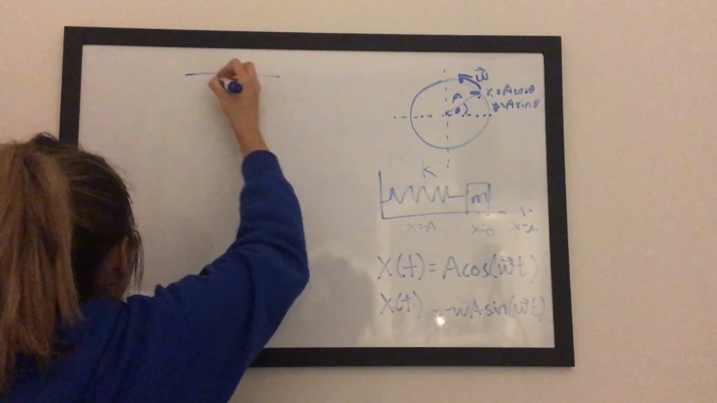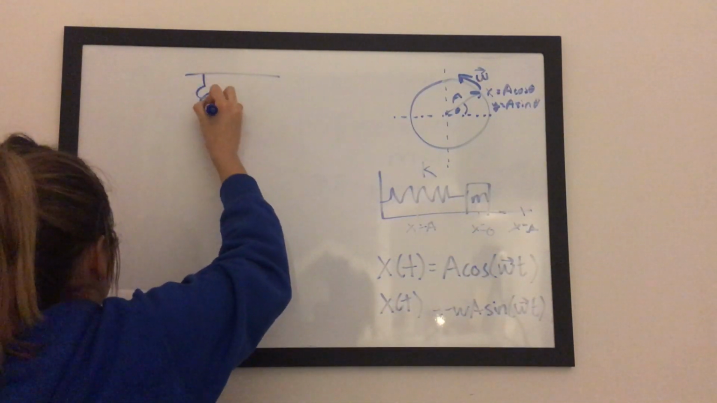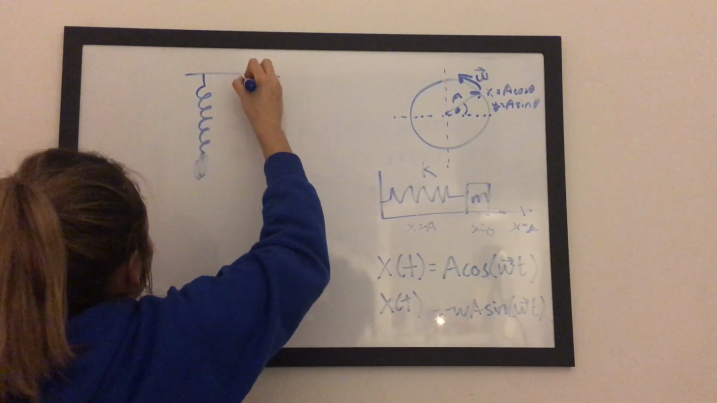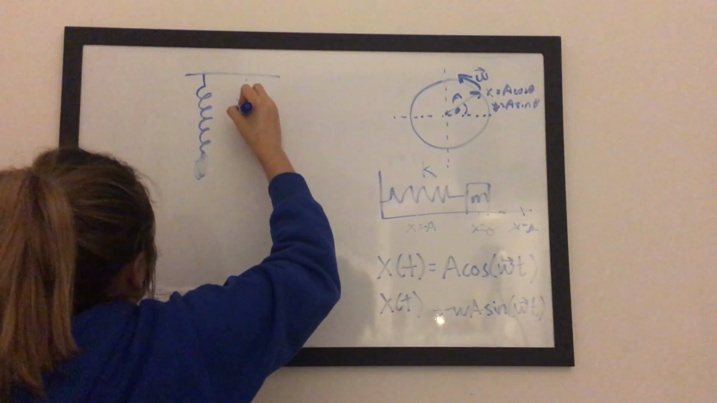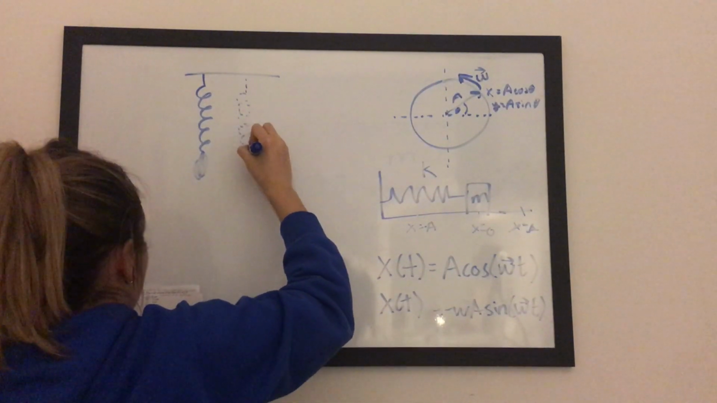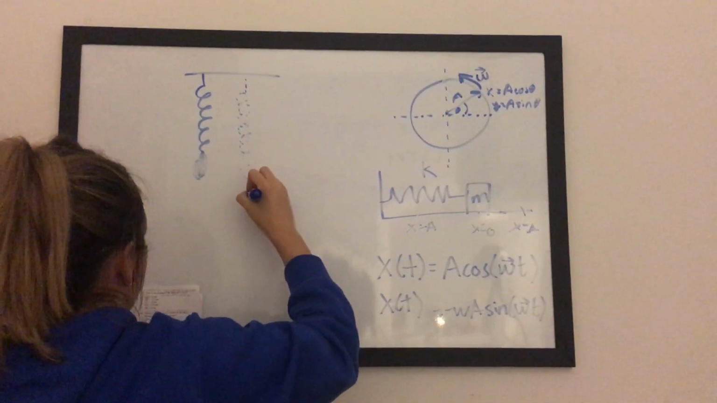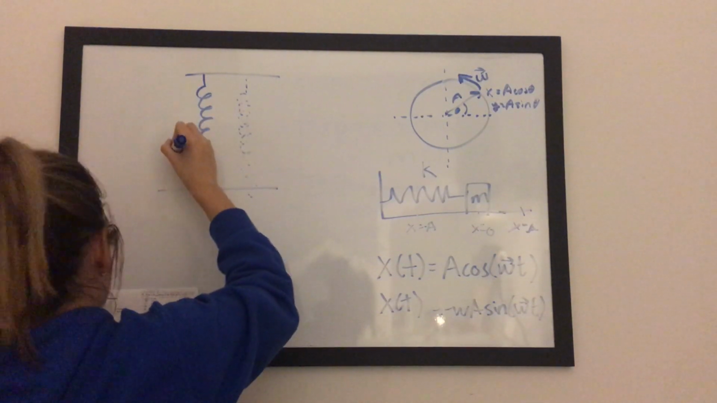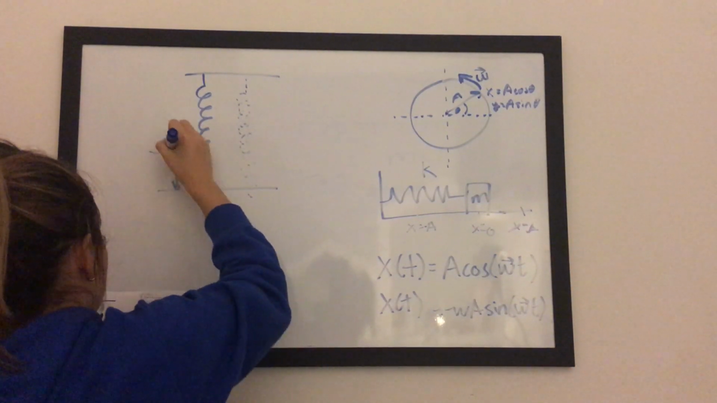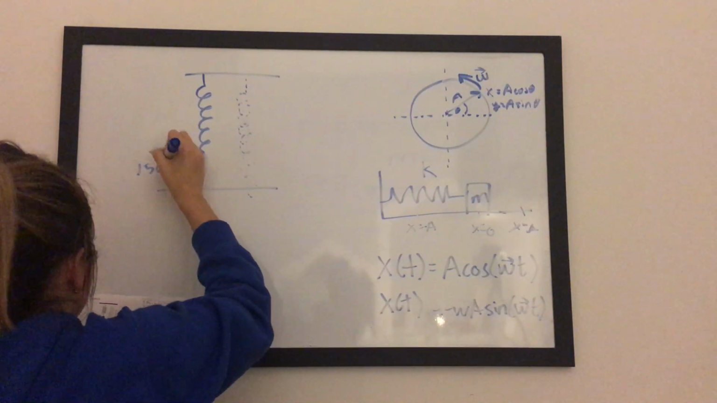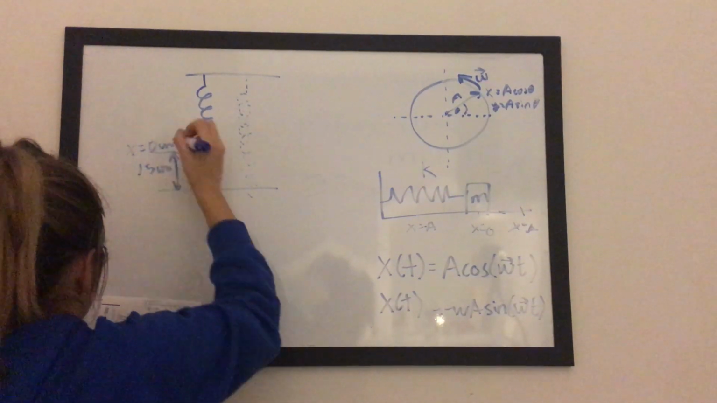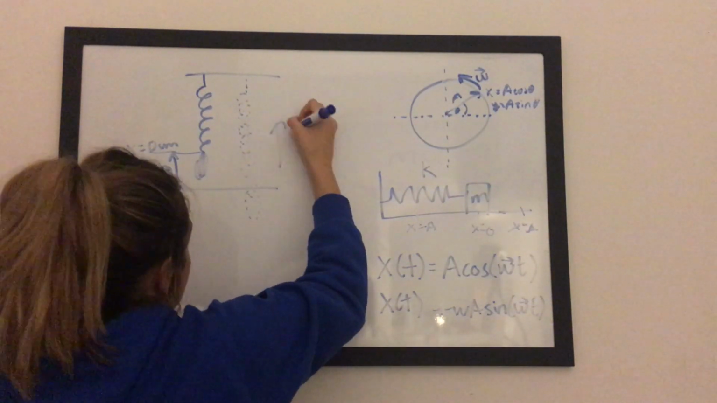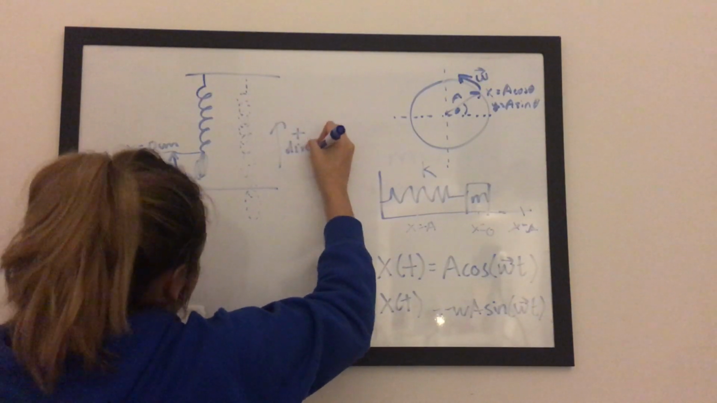Put a bar here, our spring, the object here, and then this is the representation of the spring, floor. We've got this is 15 centimeters. This is x equals 0 centimeters. And this is the positive direction.